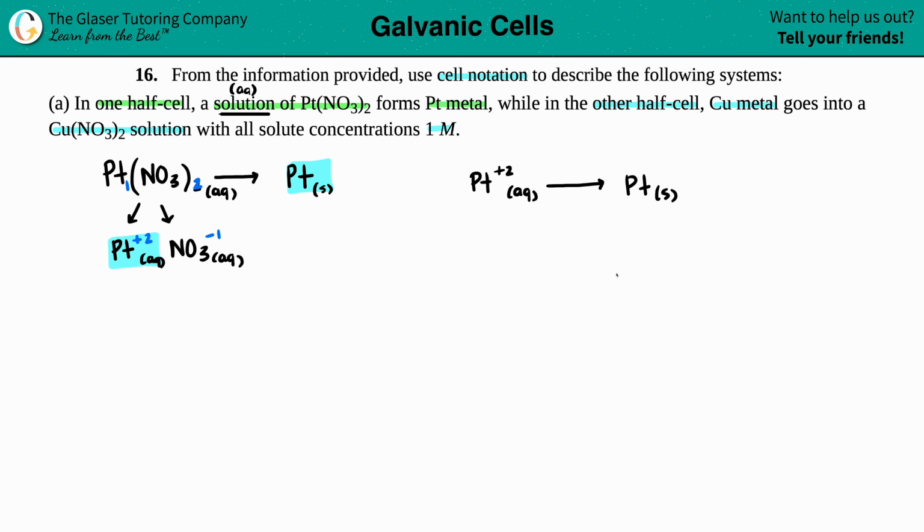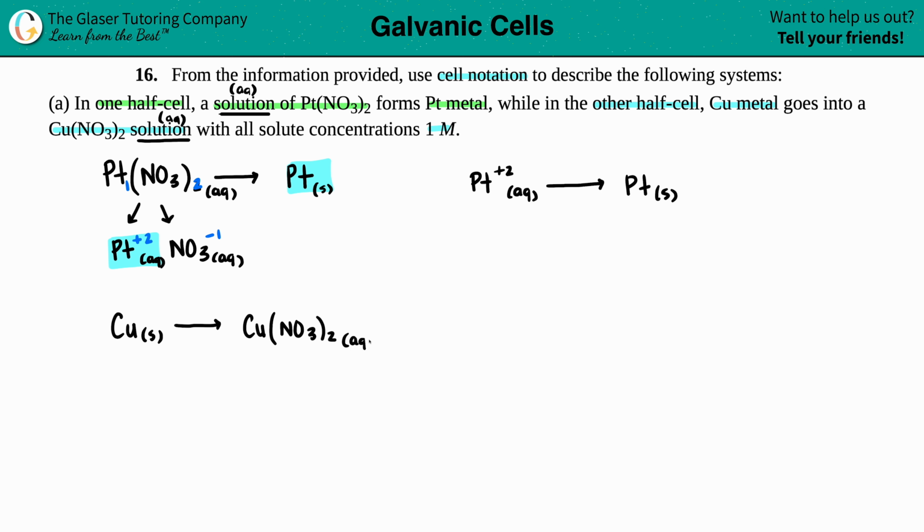Now we're going to do the other half cell, kind of the same way. They said that in the other half cell, copper metal goes into a solution. So this is kind of vice versa. We're starting off with the metal, so that's the solid, copper, Cu, and it's going into the solution, Cu(NO3)2. They said that it was aqueous. Well, they said that it was a solution. That means that it's aqueous, right?